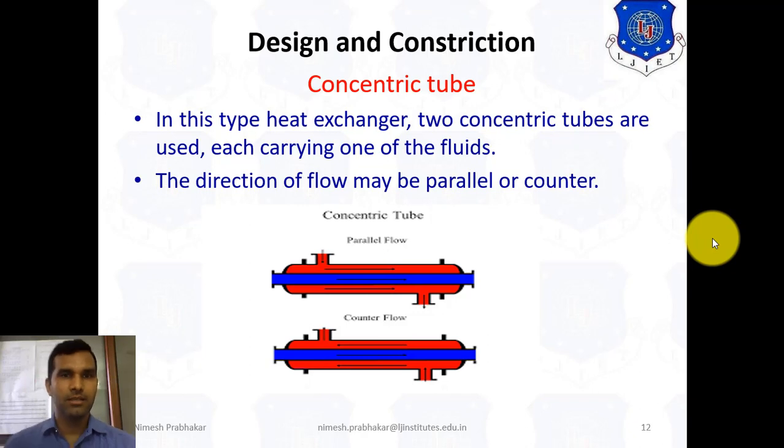In this heat exchanger, one fluid flows in one tube, and the other fluid flows in the other tube. That means this is a cold fluid, which flows in this tube, and this is a hot fluid, which flows in this tube. So this is a concentric tube heat exchanger. The direction of flow may be parallel or may be counter.